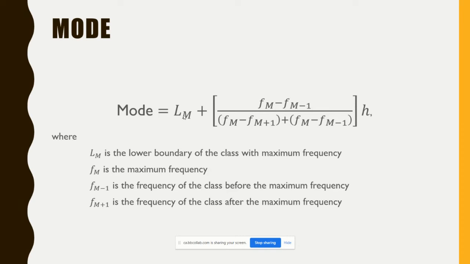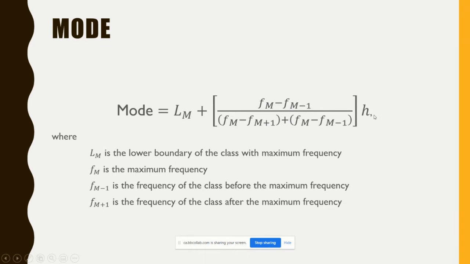In the modal class, we take the lower limit, that's called LM. The frequency of the modal class minus the frequency of the class previous to the modal class, we put in the numerator. In the denominator, we take the same term plus the difference between the frequency of the modal class and the frequency of the class next to it. We add these two terms, and we multiply with H.